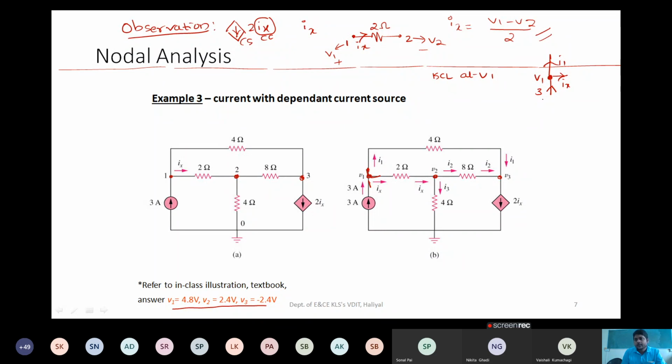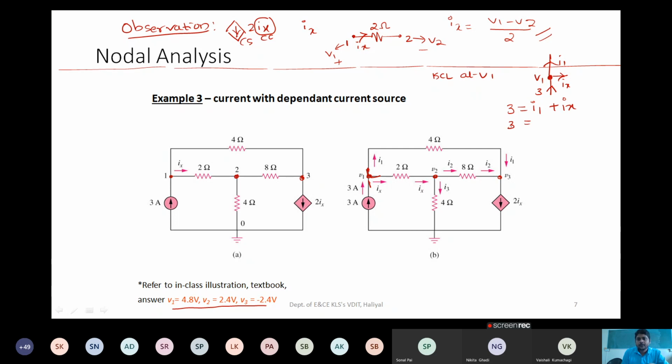So what I will get is, there are 2 outgoing currents and 1 incoming current. To avoid this confusion, you can assume all currents are outgoing currents. Okay, so if we go with respect to this notation, what I will get is the incoming current is 3 and there are 2 outgoing currents, I1 and Ix.